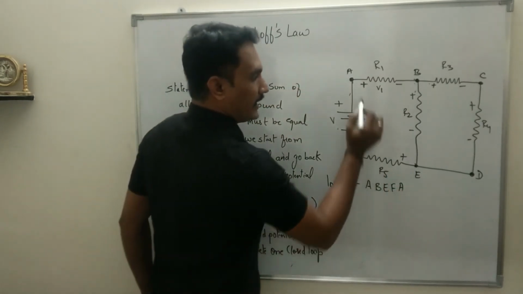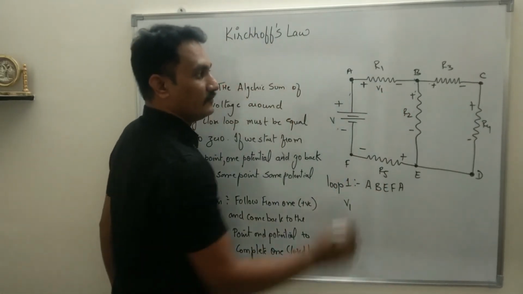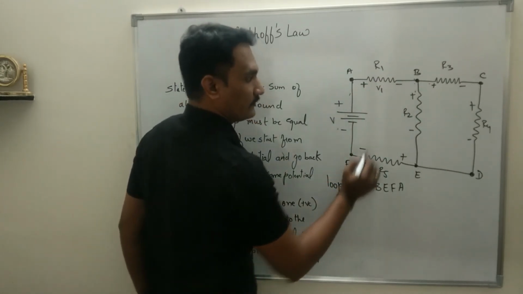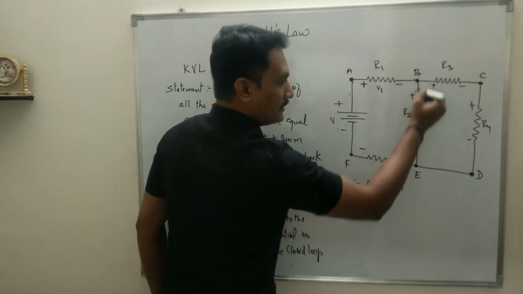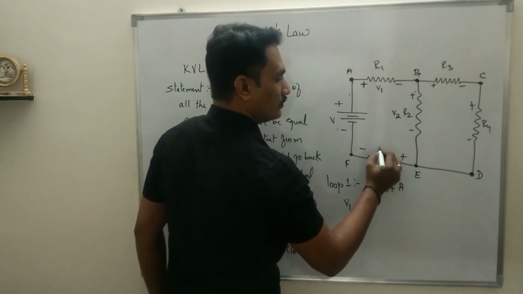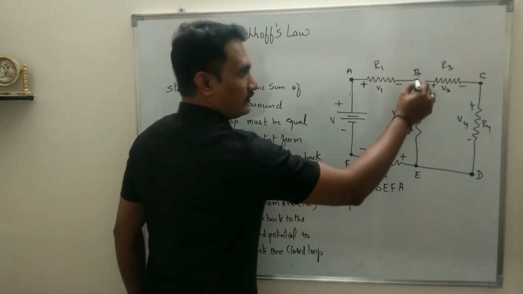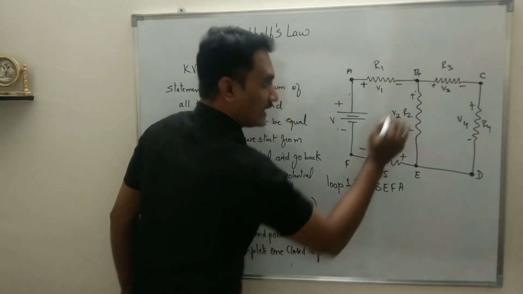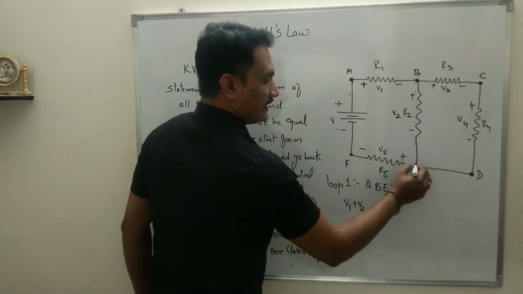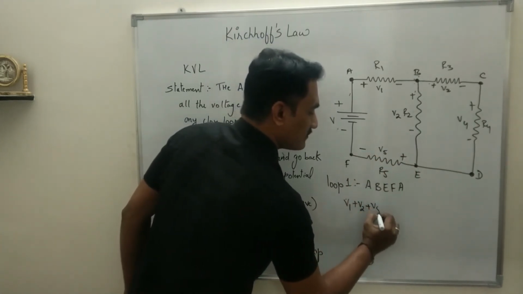So when you are moving from A to B, what is the potential here? The voltage is V1. As we are moving from positive to negative, we will keep that voltage as positive. Next, B to E, you are moving through R2. Let the voltage drop here be V2, this one V5, this is V3 and this is V4. So when you are moving from B to E, it is V2, and we are moving from positive to negative, so it will be plus V2. Then E to F, moving from positive to negative, plus V5.